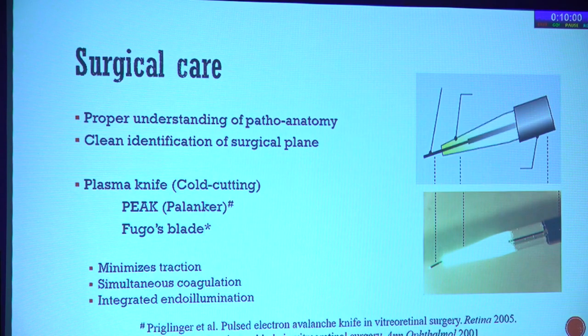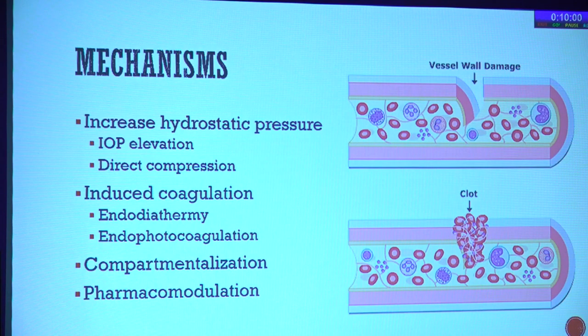The surgical care, we all understand from the previous talks: proper understanding of anatomy and clean identification of the surgical plane is imperative. Plasma knife, there are surgeons who use that. It gives a cold cutting and creates coagulation as you cut without creating much traction. Once the bleeder is there, it takes some time for the clot to start. And these are the steps that you can take to induce coagulation.